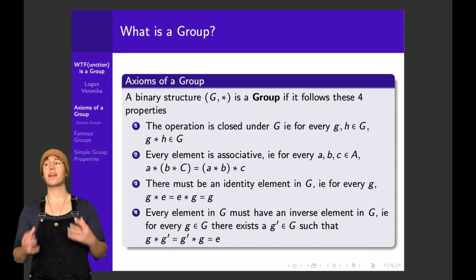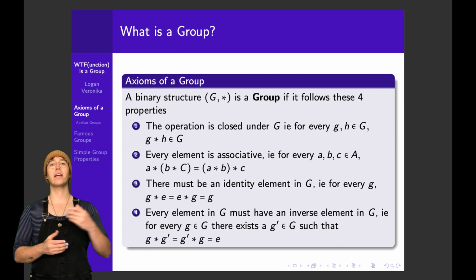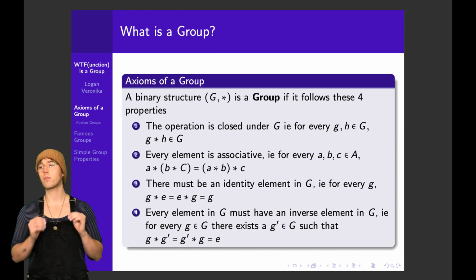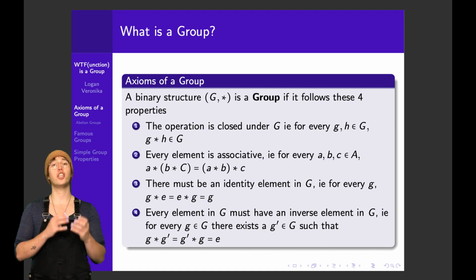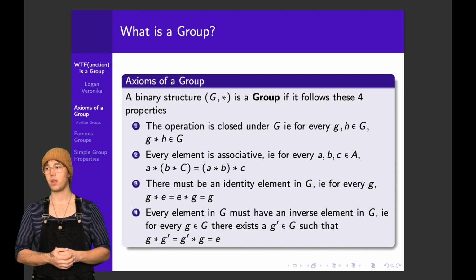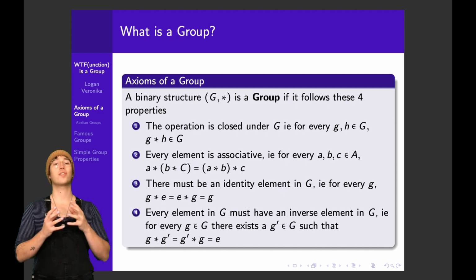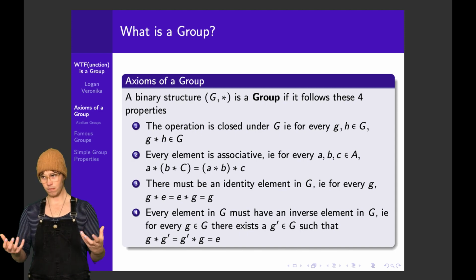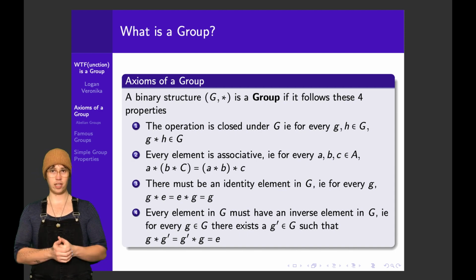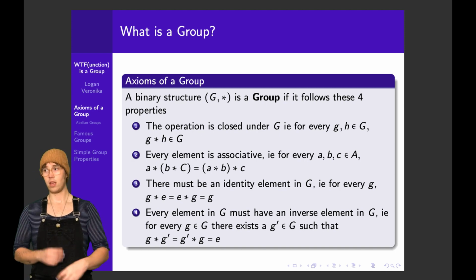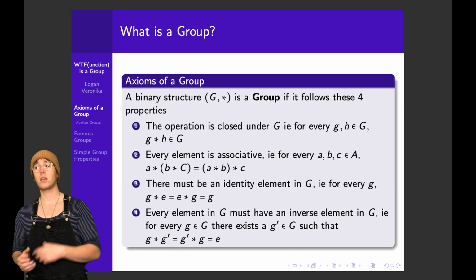To begin with the axioms of a group, a binary structure ⟨G, ∗⟩ is a group if it follows these four properties. The operation is closed under G. That means for every g and h in G, g ∗ h is still in G. The operation is associative, so for every a, b, and c in the set G, we have (a ∗ b) ∗ c, and that should be equal to a ∗ (b ∗ c).